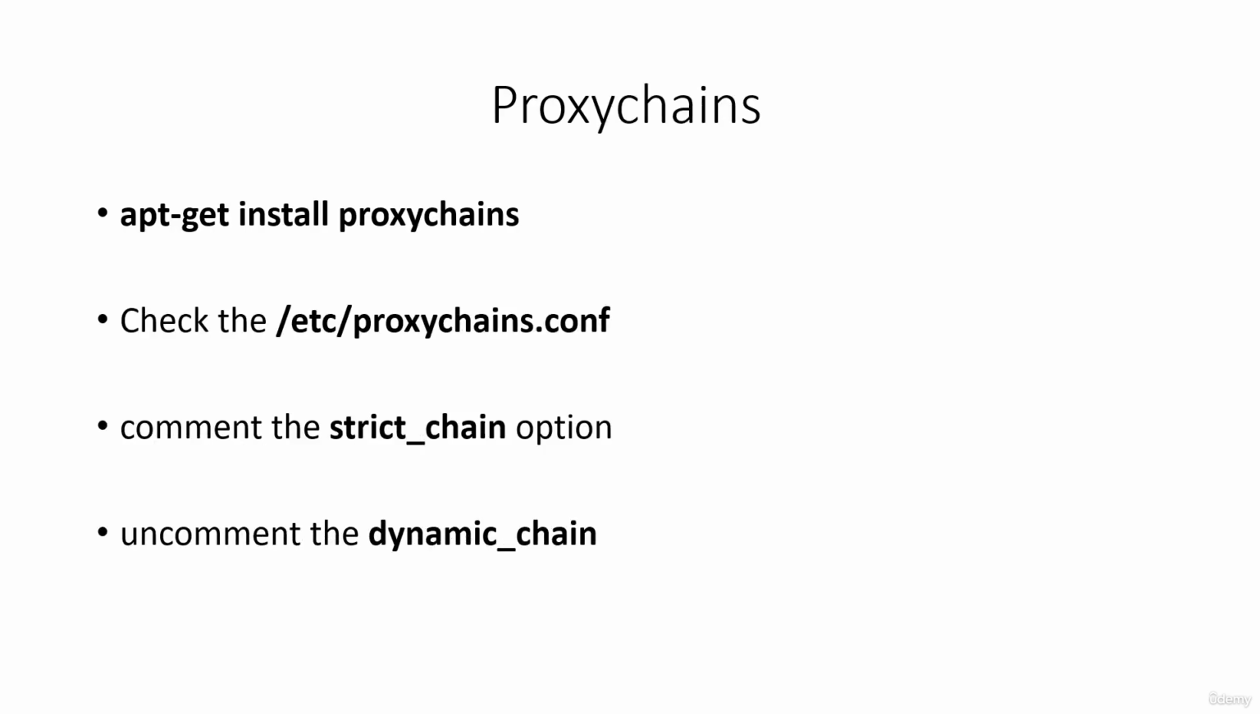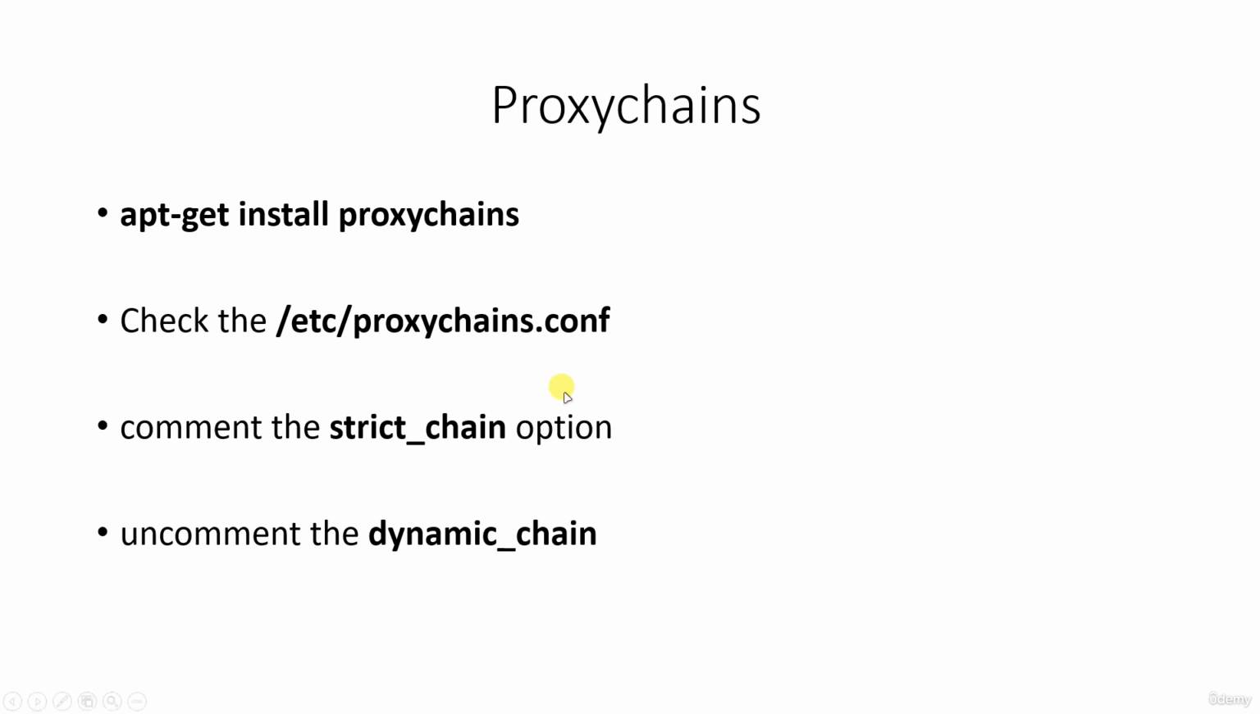To install, just type apt-get install proxychains and it will automatically install proxychains. You don't need to do anything else. And to configure it, this is the directory, and this is the configuration file. In this directory you can configure proxychains.